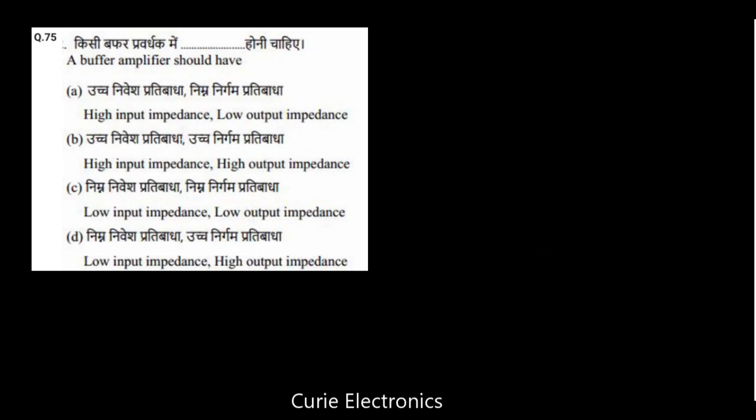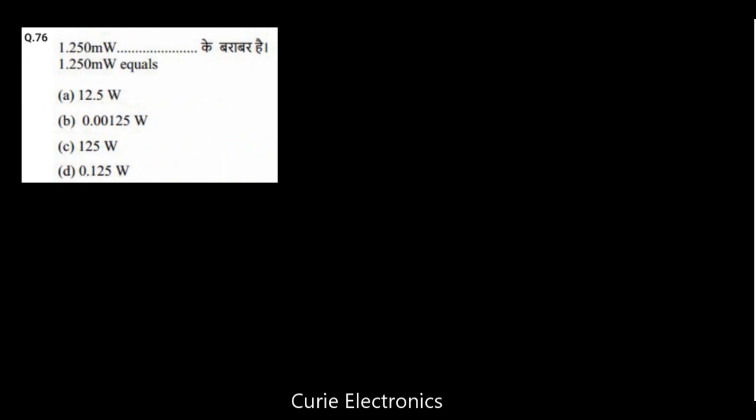Question number 75. A buffer amplifier should have... A buffer amplifier should drive a load, so low output impedance, and it should draw minimum current from the previous stage circuit, so high input impedance. So the answer is high input impedance, low output impedance. Option A is the right answer.